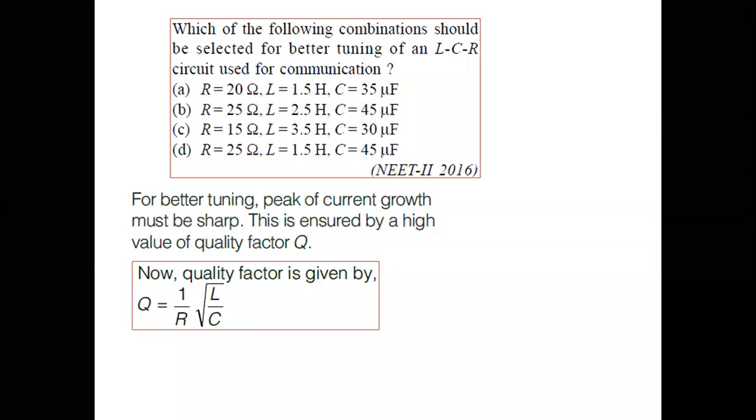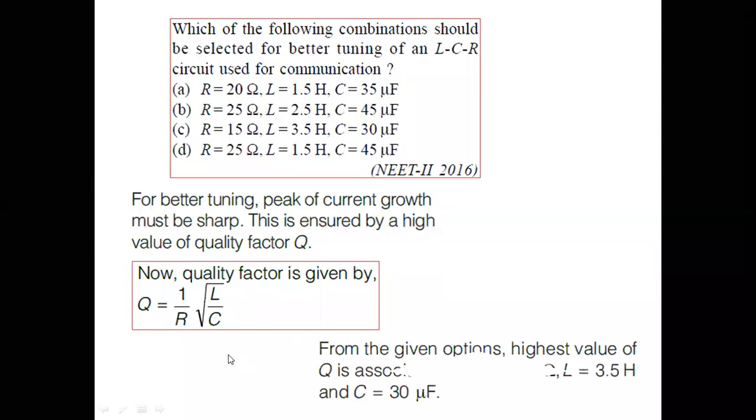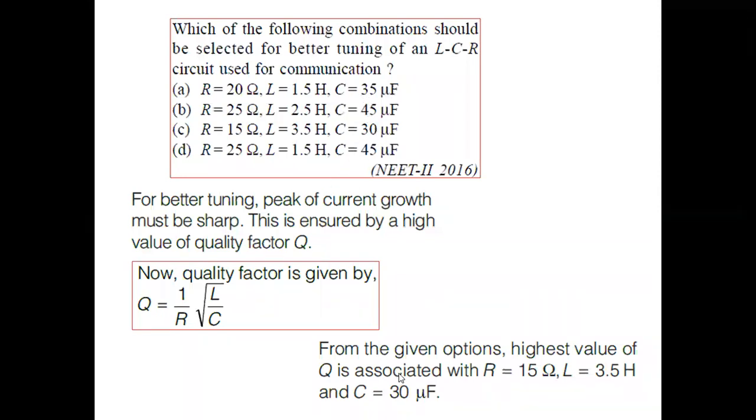All the 3 values are given. When there are 2 values, it's good. What is the mathematics? So go on doing the simple mathematics. But the best idea is when you look at this formula, you have L and C combination. From the given options, the highest value of Q is associated with R equal to 15 because among the 4 choices, 20, 25, 15, and 25, the R value is the least. You go for the first preference here.